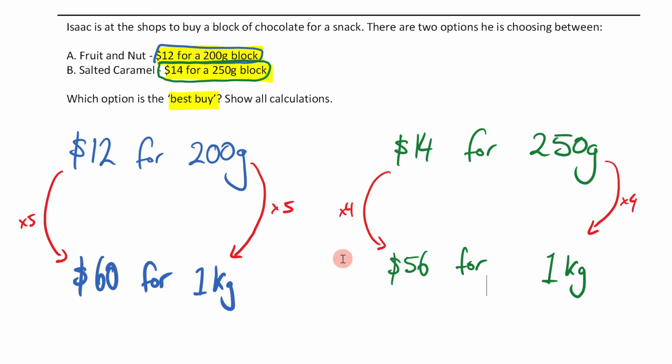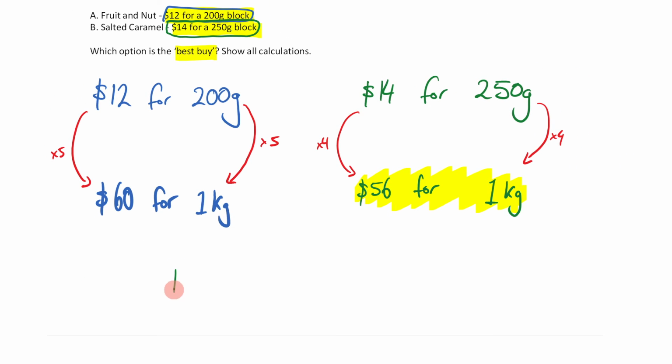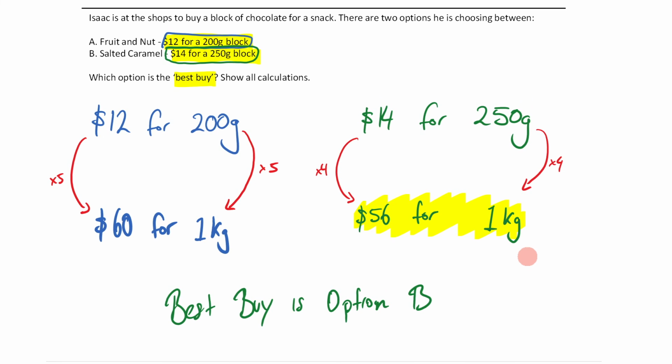Now, hopefully you can see here that your best buy is therefore going to be this one, $56 for 1 kilo, because that's cheaper than $60 for 1 kilo. So that means salted caramel is better. We can say option B is the best buy. So best buy is option B. And that's our answer. Again, just so you're all aware, if you got stuck on this, 1,000 grams is equal to 1 kilogram. That is important to know to answer that question.